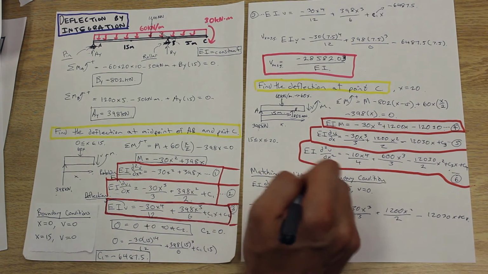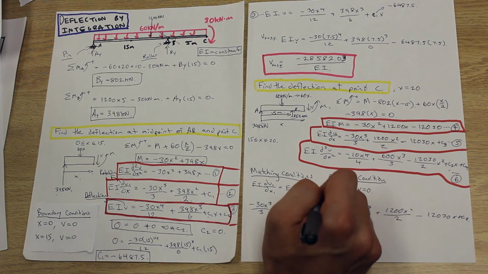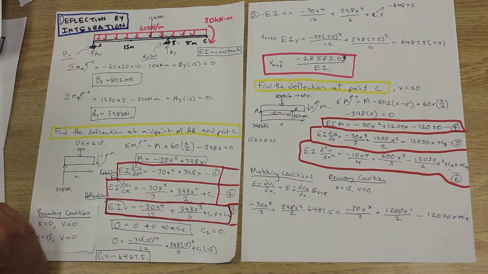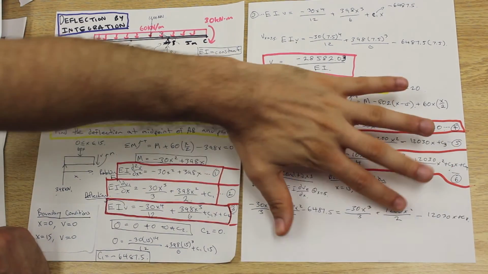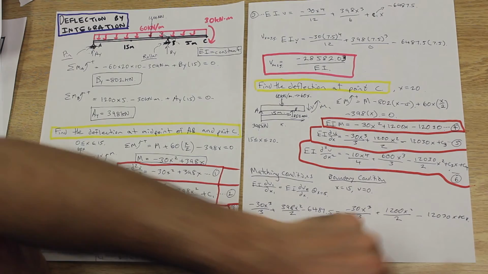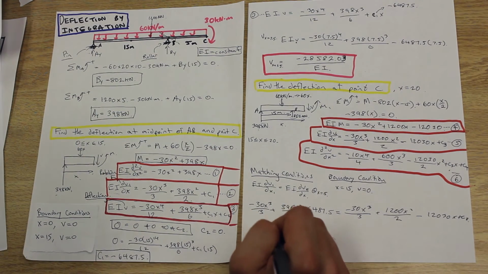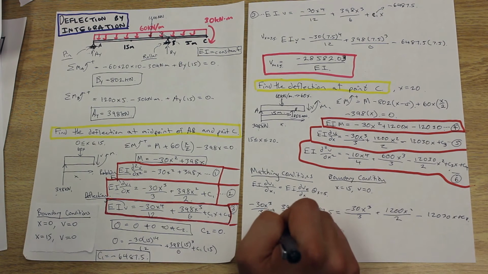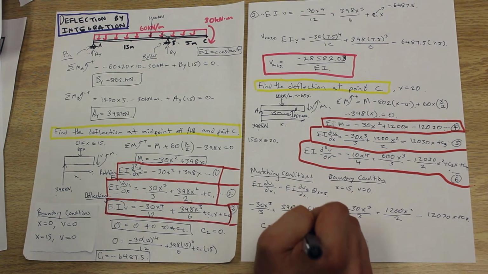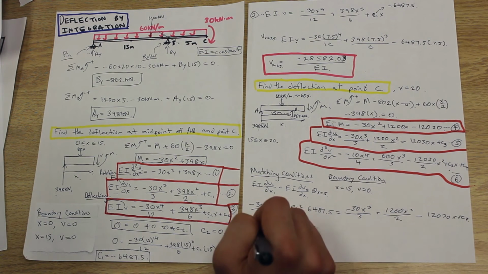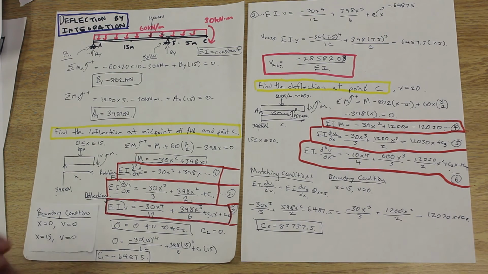So we can say that at this point here is at X equals 15. So plug in X as 15 in here, and that gets rid of that variable, and we just have one unknown, which is C3. And if we solve for C3, we're going to get a value of 83,737.5. Perfect.